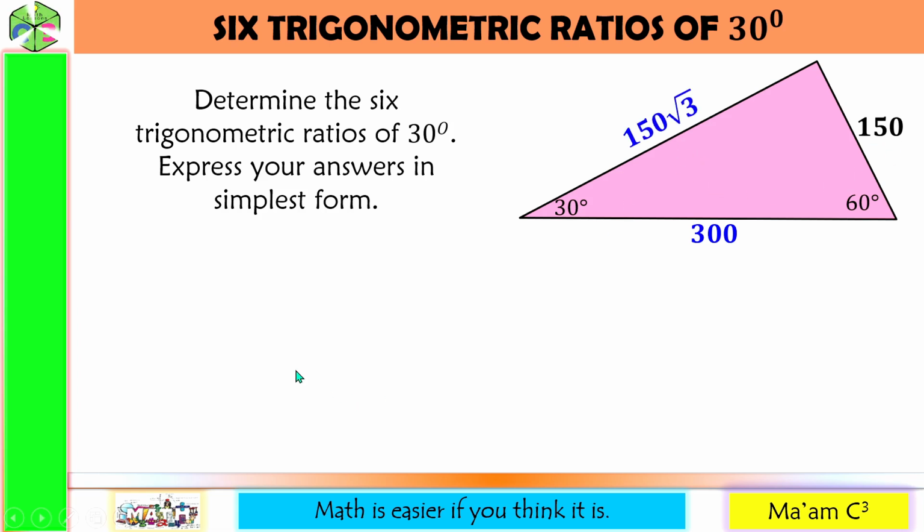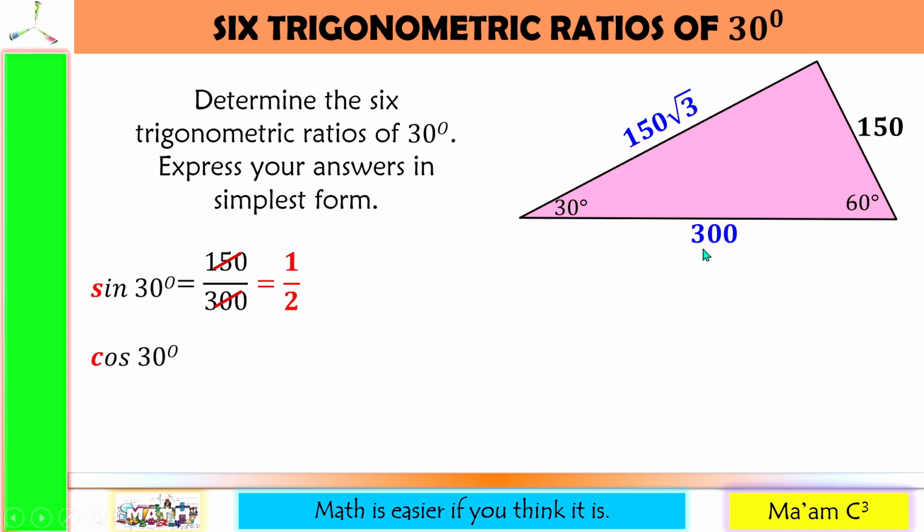Let us start with sine 30 degrees. Here is 30 degrees. Sine is SOH, opposite over hypotenuse. So 150 over 300. We can simplify this. This is 1 half. Next one, cosine 30 degrees. Cosine is CAH, adjacent over hypotenuse. 150 square root of 3 over 300. We can simplify this further. This will become square root of 3 over 2.